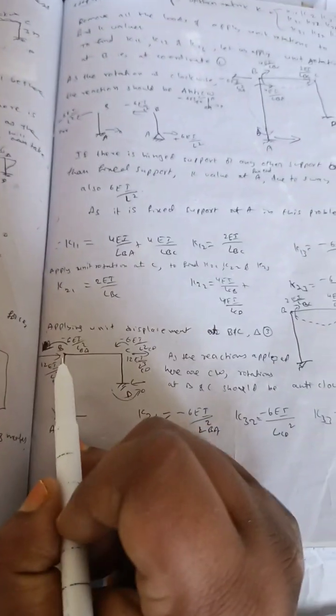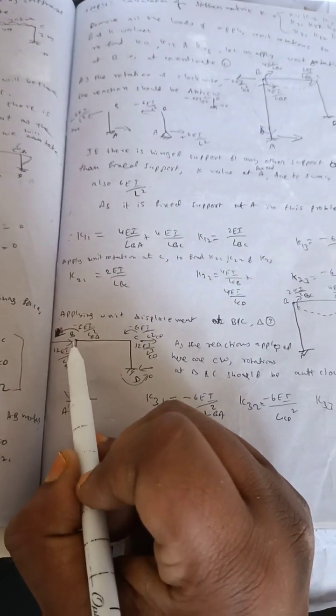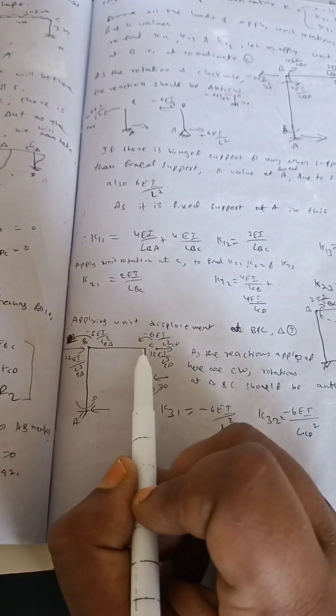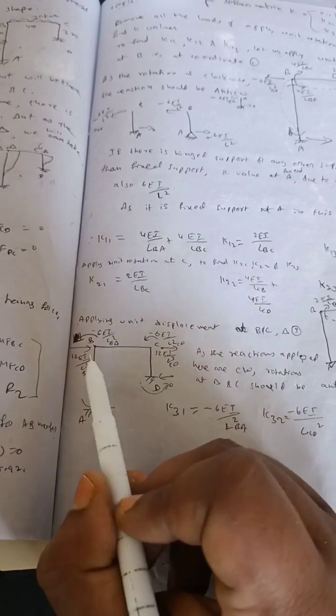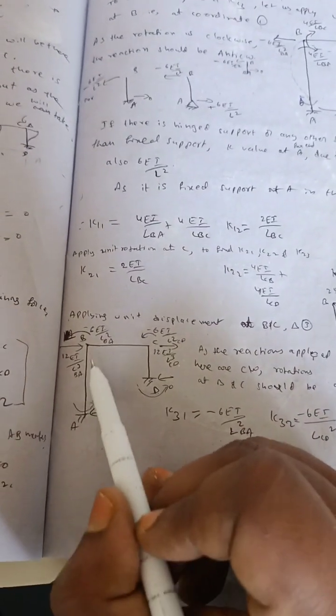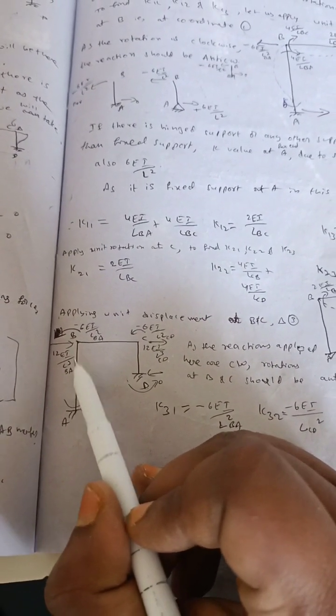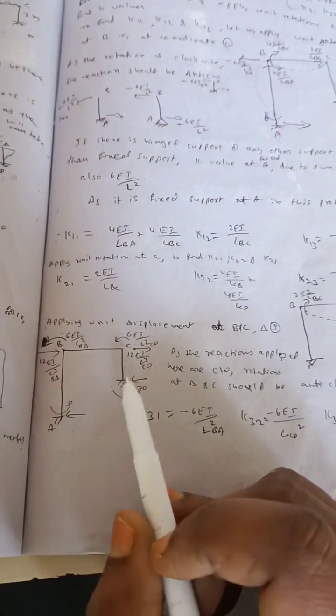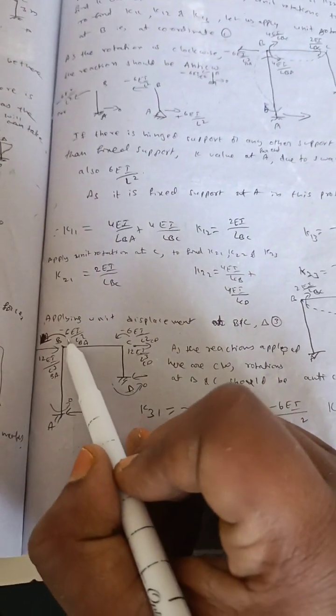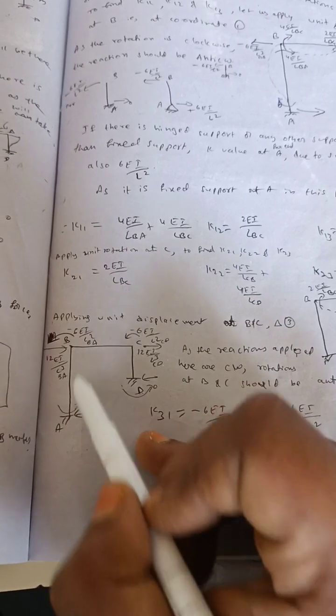So here, first of all, we have taken the reactions as clockwise here. See, first we need to take the reaction, means this value. So the formula here is 12EI by L cube. So first of all, let us see for the B joint for BC.